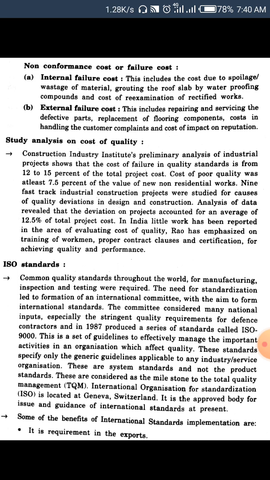Now next topic we start: ISO standard. So it is a common quality standard throughout the world for manufacturing, where inspection and testing are required. So at the time of testing and inspection, a standardization certificate is provided. It's an ISO certificate, called ISO 9000, for getting good quality material.